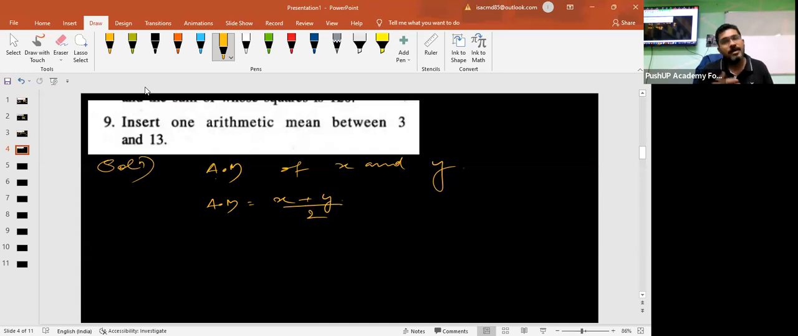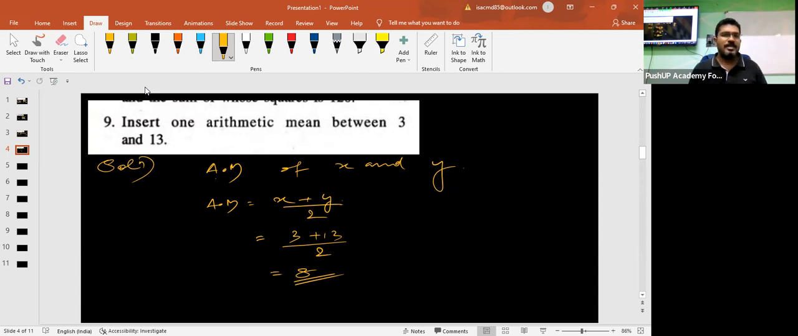So in case they ask you to find the average between 3 and 13, the method will be the same as finding the arithmetic mean. In this case, 3 and 13 are the two numbers. So 3 plus 13 divided by 2, which is equal to 8. That's it. Clear? Albina? Arithmetic mean is what? Finding the average of the given two numbers.